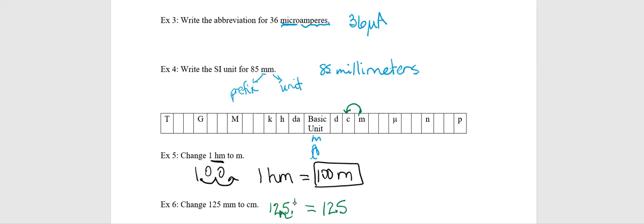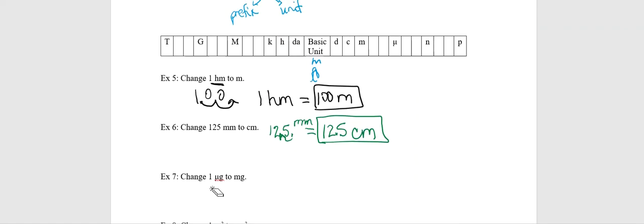125 millimeters is equal to 12.5 centimeters. All a matter of just moving the decimal. Look at number 7.